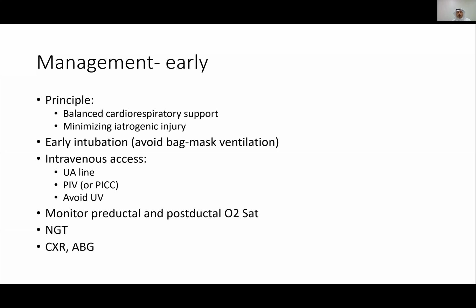You want to make sure you monitor preductal and postductal O2 sats and look for the difference because it can point you toward any pulmonary hypertension episodes. You have to put in a nasogastric tube and decompress the bowel. That helps with oxygenation. Get a chest X-ray and get frequent ABGs.